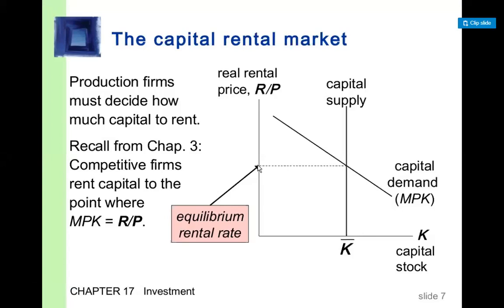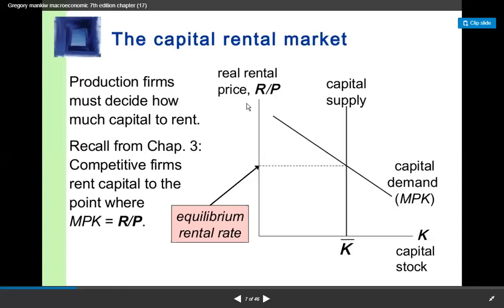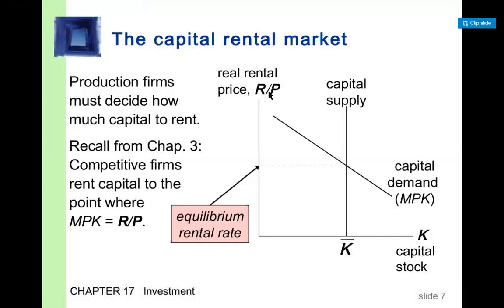Again, I'm going to explain this diagram for your best understanding. We take real rental price on the vertical axis, capital stock on the horizontal axis. Capital stock means supply and demand, both capital supply and capital demand on the horizontal axis. Capital supply curve is fixed, whatever the rental price. This is a short term phenomenon. Short term में क्या होता है, capital supply है. So capital supply is fixed by the rental firms.